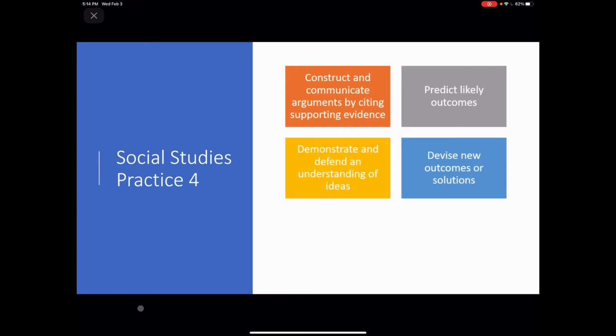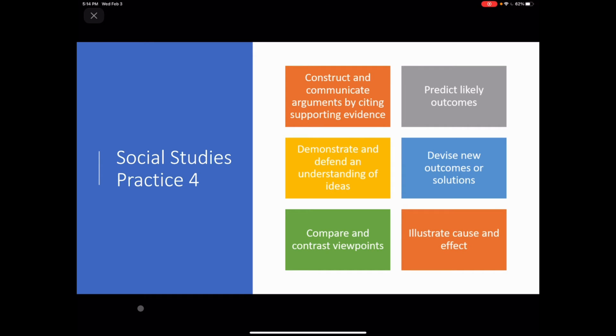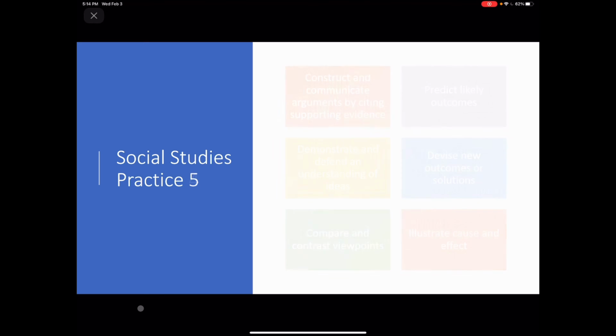Devise new outcomes or solutions. You can compare and contrast viewpoints or illustrate cause and effect. Thinking back to the Revolutionary War, when we did our brackets about the causes of the Civil War, when we were having the debate about which cause was maybe, I don't want to say more important, but we talked about the effect, which one had a bigger effect on the events that unfolded afterwards.